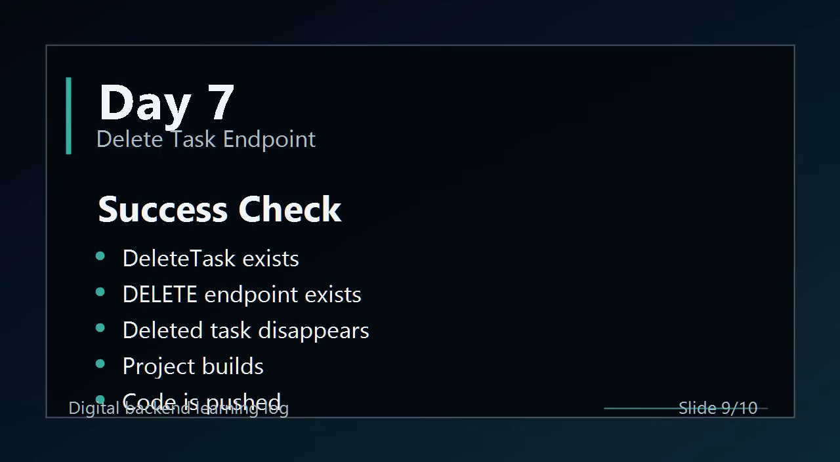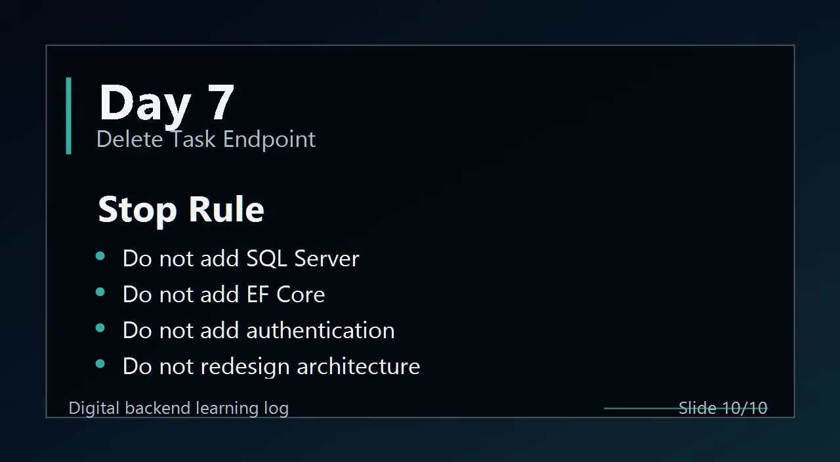The success check is clear. DeleteTask exists, the delete endpoint exists, the deleted task no longer appears, the project builds, and the code is committed and pushed. After delete works, stop.